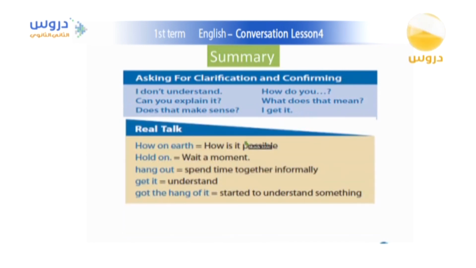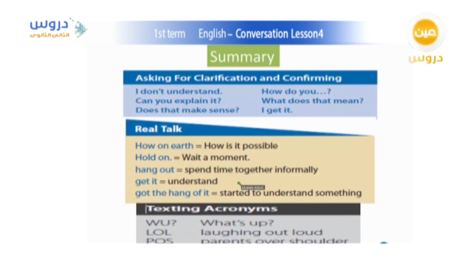So this is the summary. In short, you remember we asked for clarification. I don't understand. Can you explain? Does that make sense? How do you say this? How on earth can you do this? What does that mean? I get it, and so on. But actually, the most important thing for real talk is "how on earth," which is "how is it possible?" Hold on, wait, hang out, spend time together, get it, to understand it, and get the hang of it. It's to start to understand something or start to use something, start to know something. And remember, I'm sure you all remember this: WU, what's up; LOL, laughing out loud; POS, parents over the shoulder; and before, BFN, bye for now. And now it's just bye for now.